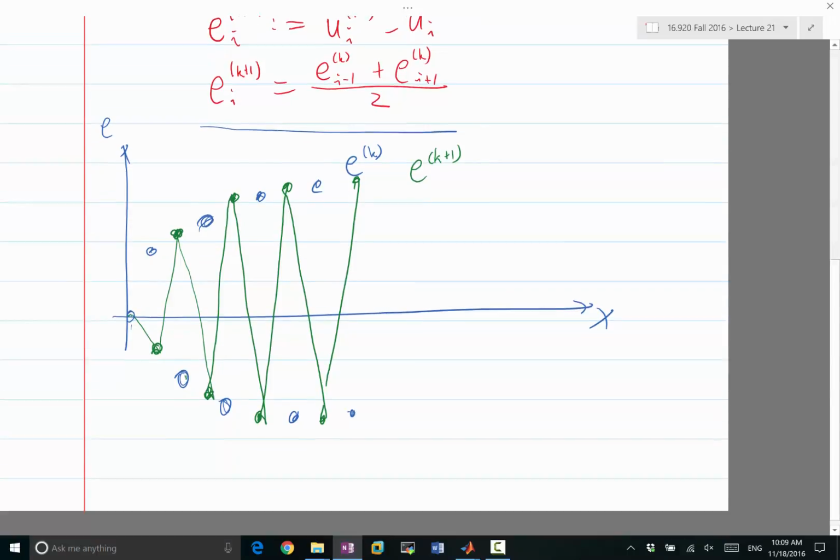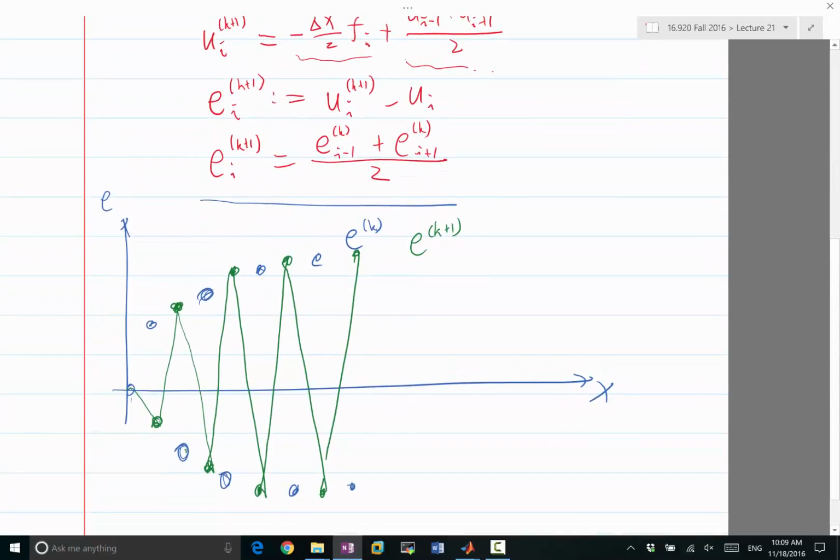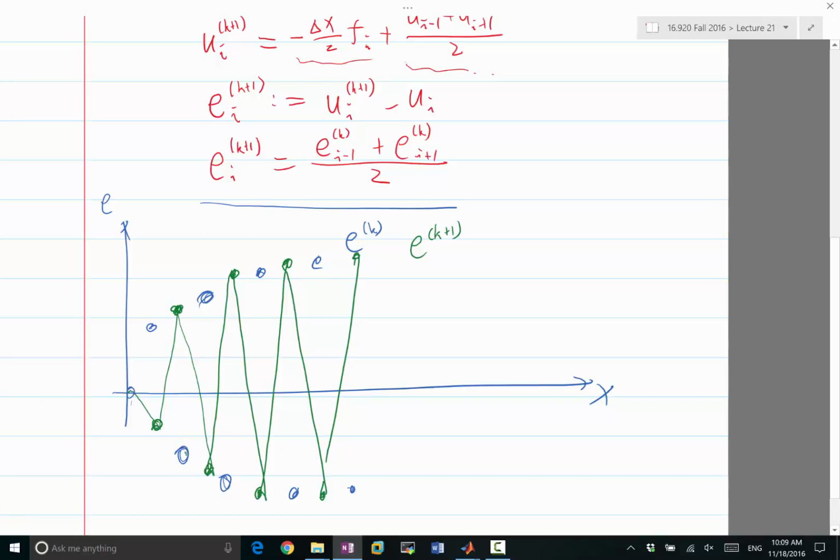Okay, that can also be seen mathematically through the same analysis we did before. Mathematically, the eigenvalues of the Jacobi iteration matrix are cosine of j pi divided by n, right? Where n is the number of intervals and j is the mode.